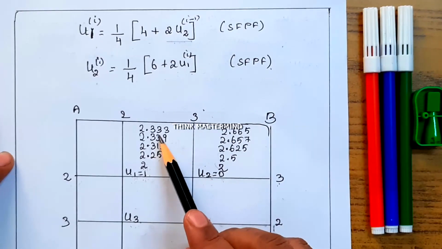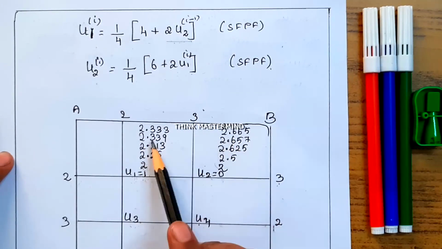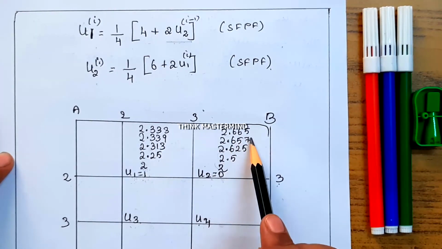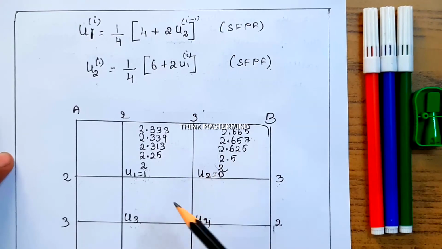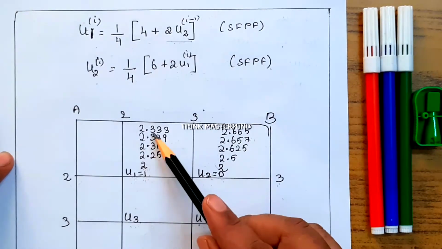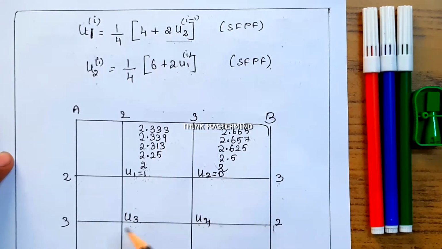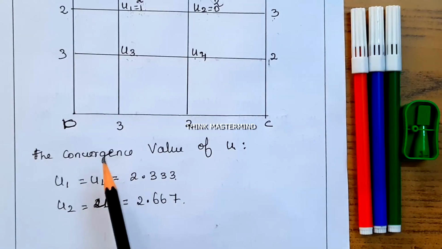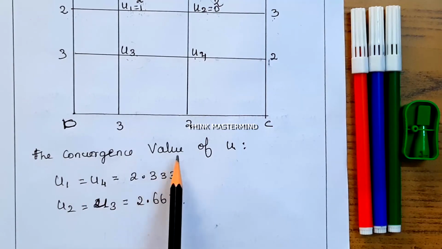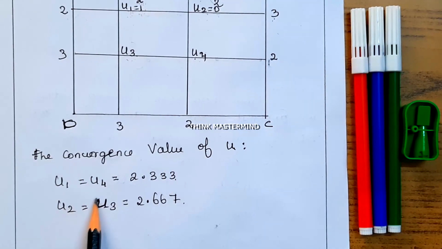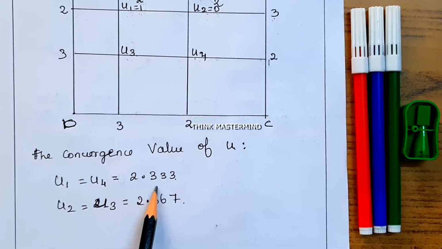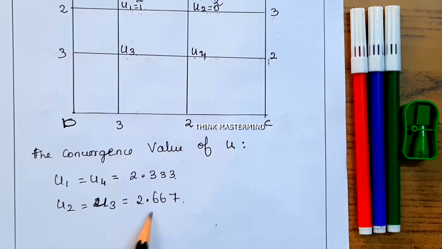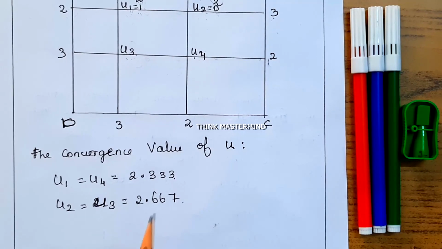After the fourth iteration, U values converge to 2.333 and 2.665. Therefore, the U1 value is equal to U4, that is 2.33, and U2 value is equal to U3, that is 2.665. After a few iterations, the convergence value is U1 equal to U4 equal to 2.333 and U2 equal to U3 equal to 2.667.